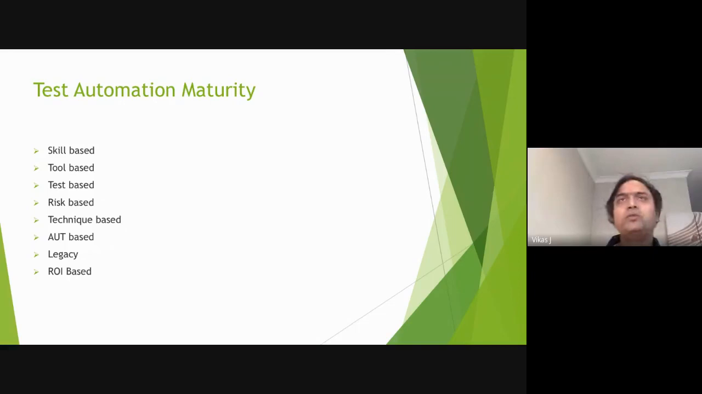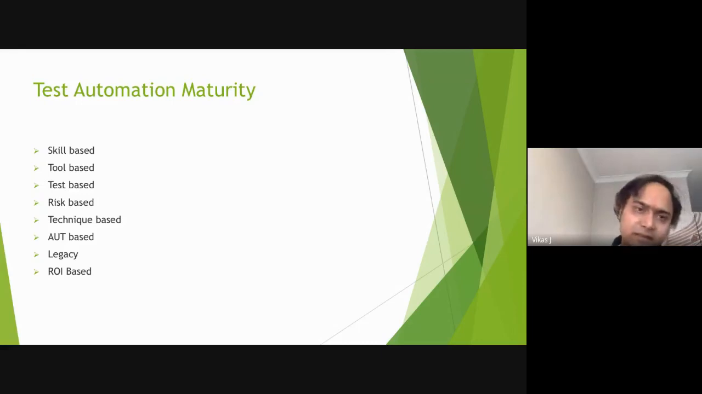Now, coming to the test automation maturity model. I'm sure most of you would have come across this. The automation framework that is created could be skill based, like whoever your automation tester is, he or she is doing it based on whatever he or she knows. Or the solution could be made based on the tool that the organization procured a long time ago, and they have shelled out a lot of money, so they want it to work.